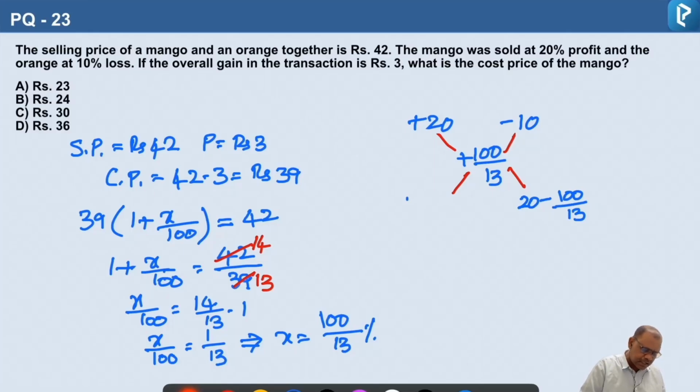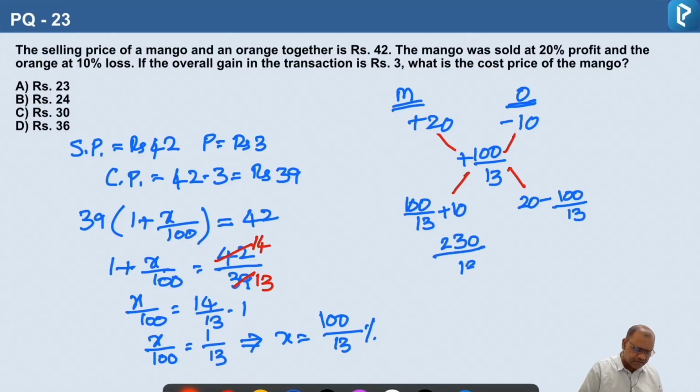This is 100 by 13 minus of minus plus 10. So if you simplify both of them, this is for mango and this is for orange. So the cost price of mango and orange, the ratio we will get here. So 100 plus 130, 230 by 13. Here 260 minus 100 is 160 by 13. So this is the ratio of cost prices.